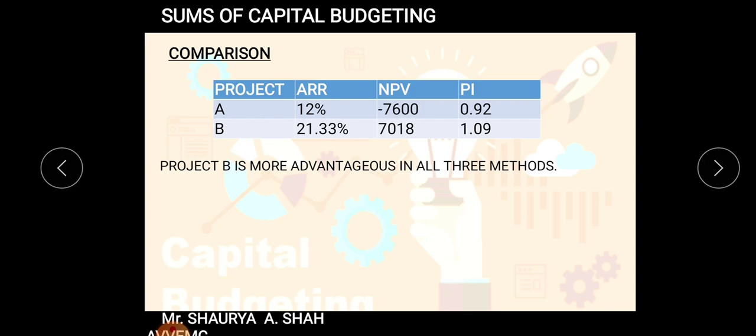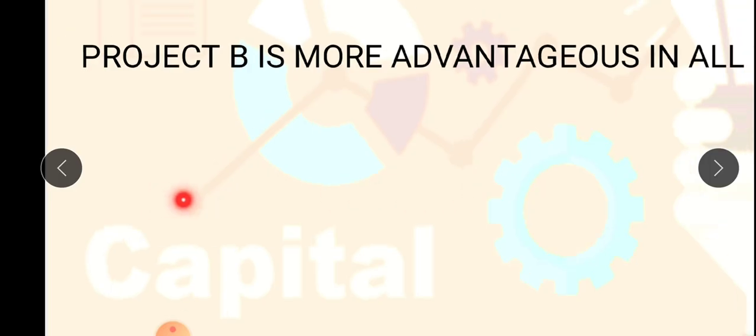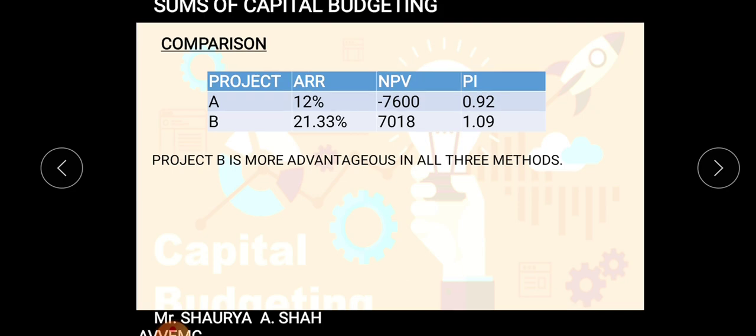Thus we can say, students, that on evaluation of both the projects according to all the three methods, project B is more advantageous than project A. So management is advised to adopt and implement project B rather than project A. I hope it is clear to each and every student. Fine. So this is the type of long sum which is asked. We did it in the last lecture, and again today. Hope it's clear to each and every student.